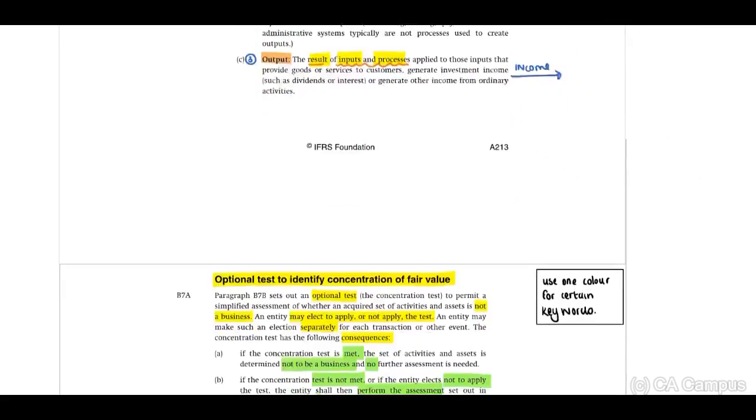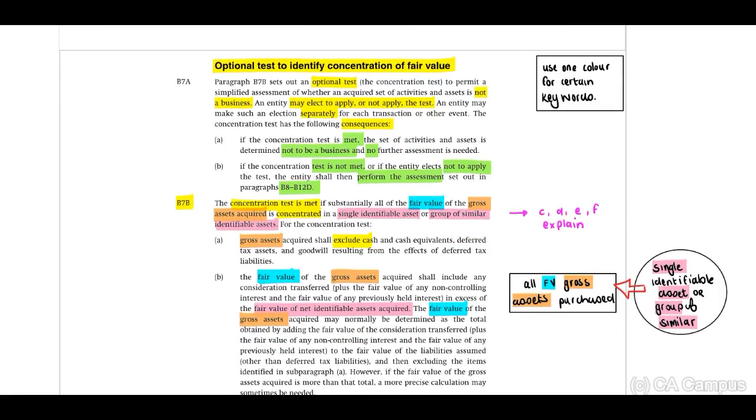Now, optional test to identify the concentration of fair value. Now, this is very new, and guys, bear with me. We're going to work through this. Bear with me. I'm going to read through the things, but we are also going to look at examples. Now, when we look at this, optional test to identify the concentration of fair value.